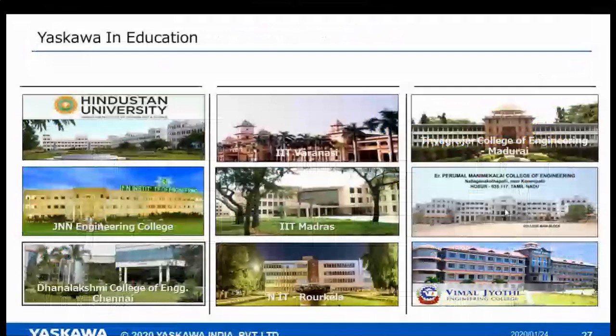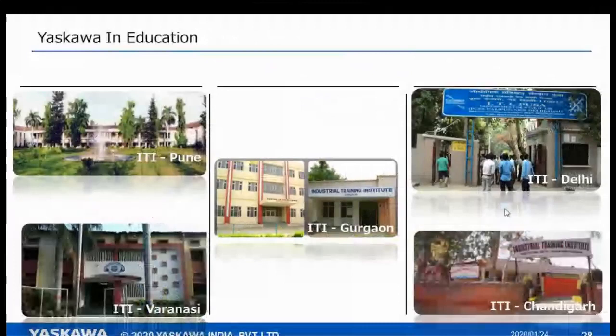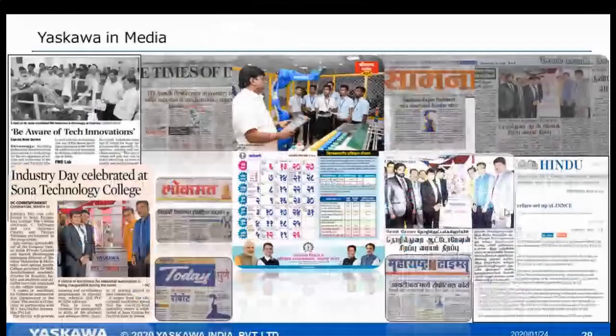And Yaskawa is also establishing, nowadays, relationships with colleges like CIT. We have started a dialogue. We are establishing a center of excellence. These are some of the universities where we have established, and we have supplied a lot of robots to ITIs also. We have supplied robots to more than 10 ITIs.